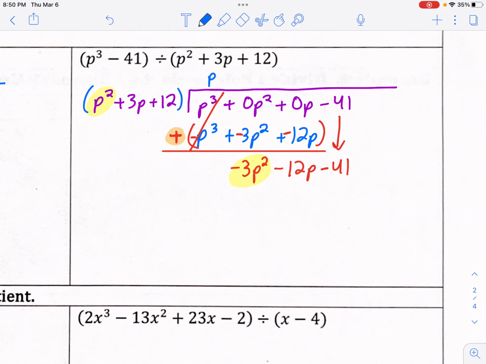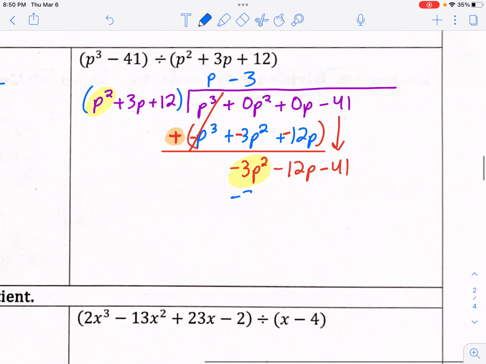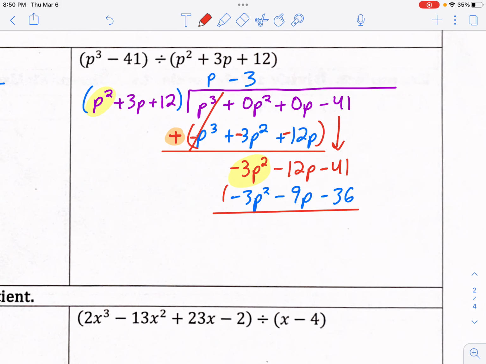All right, now I need p squared to match up with this negative 3p squared. All I need to do is multiply it by a negative 3, and again, we need to distribute it to everything. And I should get negative 3p squared, negative 9p, negative 36. All right. There we go. Put it in parentheses.